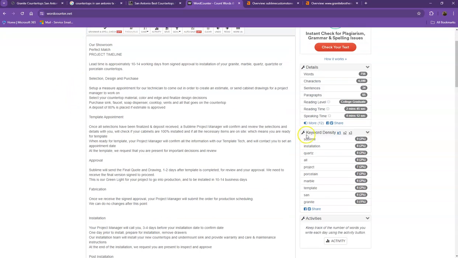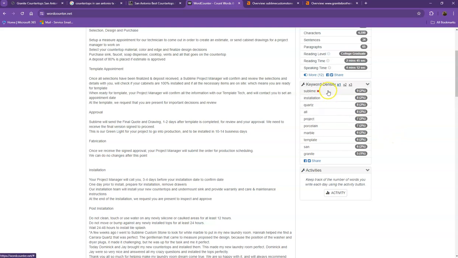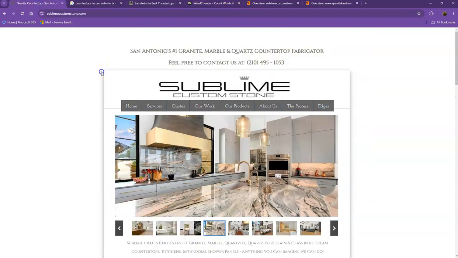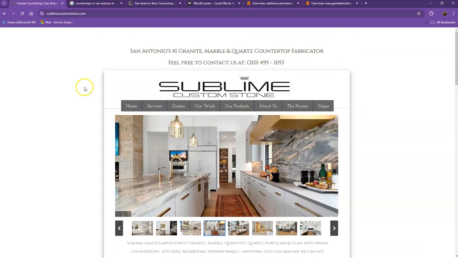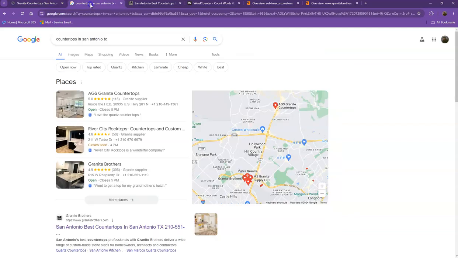Another thing we like to talk about is keywords. Google is also looking for keywords. It's looking for what the site should be found for. If you have the exact words listed multiple times on your website, you're going to be really relevant for that search. And of course, Google is going to be willing to put you higher in the results. So I did a quick search and I used the keyword countertops in San Antonio, Texas.